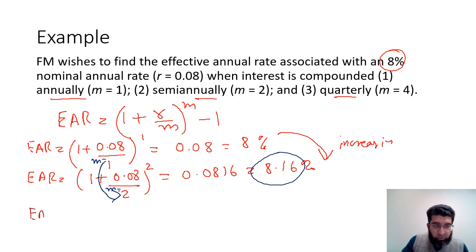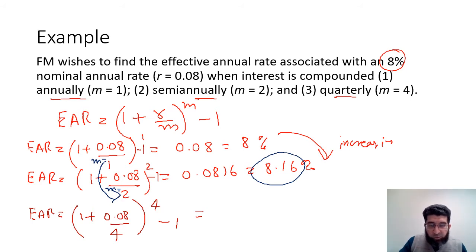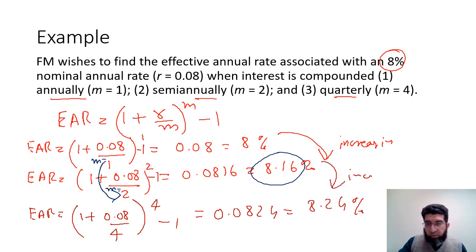For quarterly, EAR equals 1 plus 0.08 over 4, since there are 4 quarters in a year, and then we have the power of 4. Sorry, I missed the minus 1. This comes out to be 0.0824, and it's even higher, which is 8.24%. So it's further increasing, and this shows that compounding has an incremental effect.